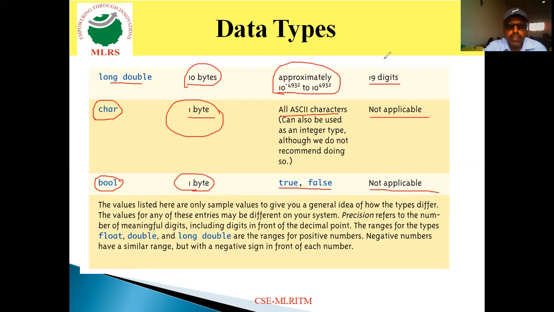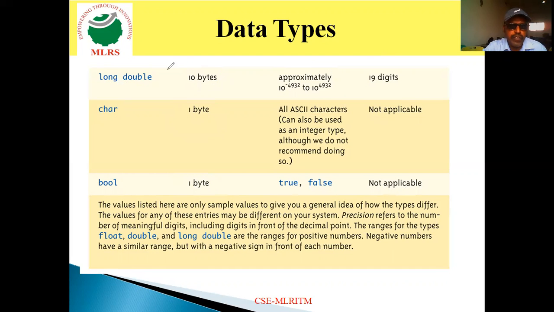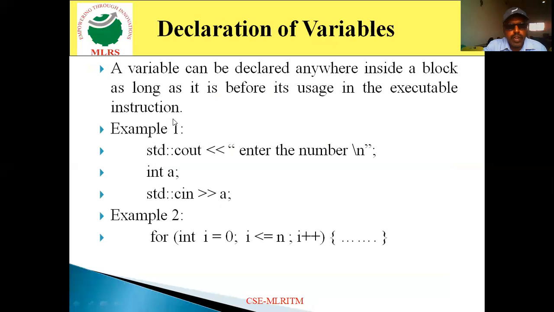So these are the data types which specify what type of data the variable will hold and up to what extent it is capable of holding the values. Based on the range, it can store up to that particular range only. And come to the next one, declaration of variable.